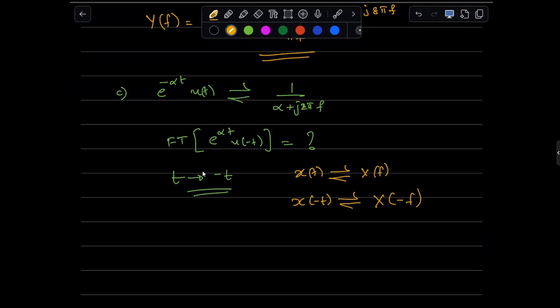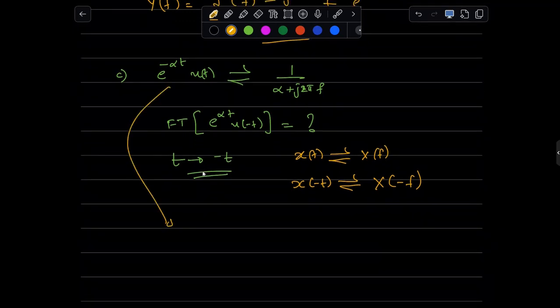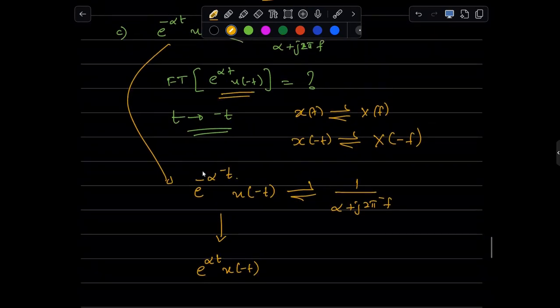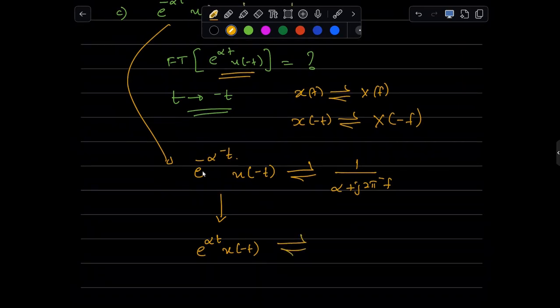Now you see, I will take this Fourier transform. I will replace e power minus alpha into minus t into u of minus t. Then this has the Fourier transform 1 over alpha plus j 2 pi f. I will replace f with minus f. So what will this become? e power alpha t into u of minus t. This is exactly our question. So this you should identify. Then it will become 1 over alpha, this is minus f, so plus will become minus j 2 pi f. So this is the answer for part C.